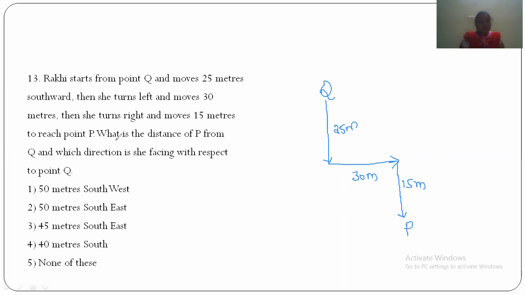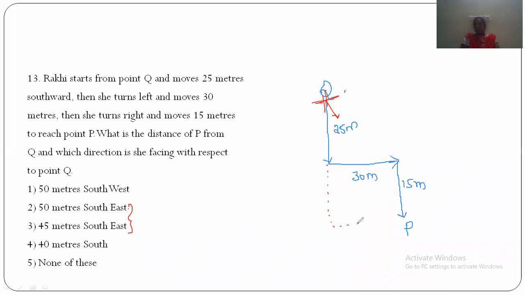Now, what is the distance of P from Q and which direction is she facing with respect to Q? So with respect to Q means we have to take from Q. So from Q, she is in this direction, that is southeast direction. There too, two answers are there, and we have to find out the distance.